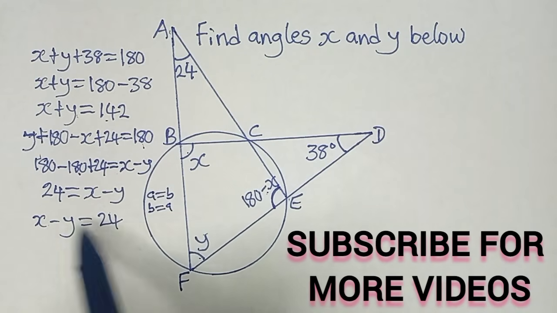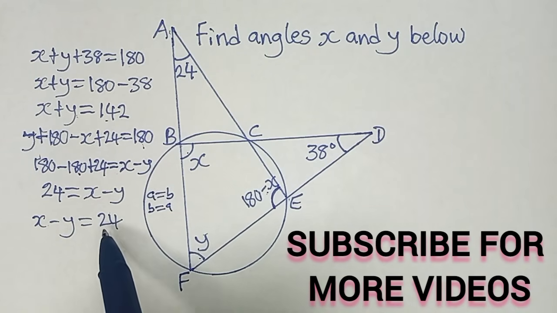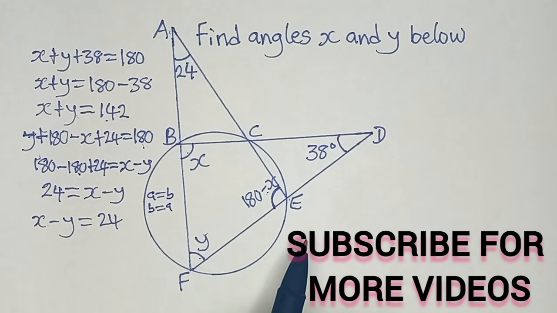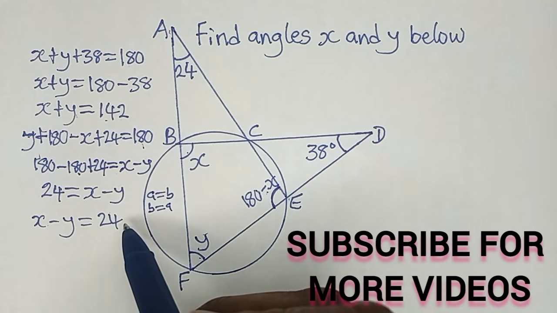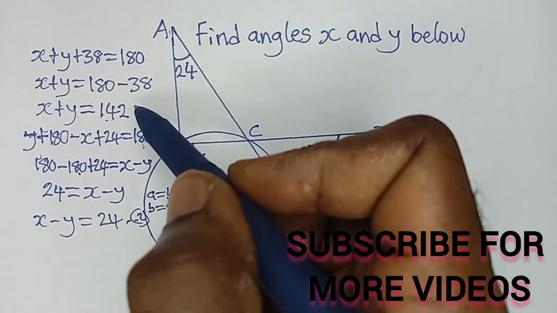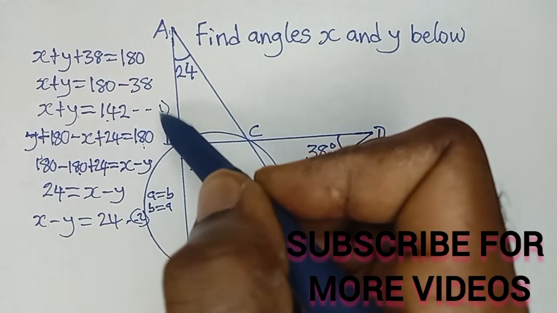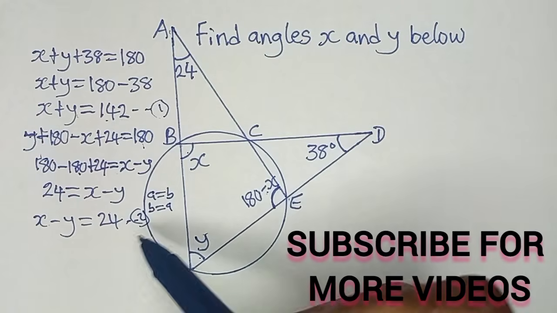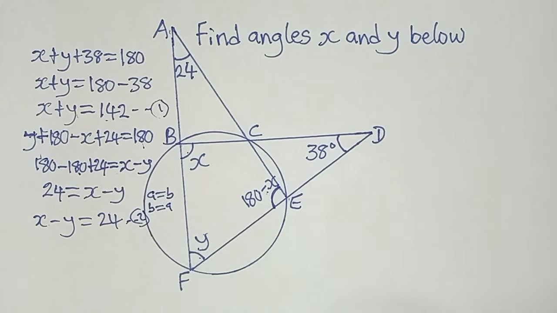So that is simply what I just did here. Rewriting it is what I have done. Now I can call this equation 2, and the first one we obtained there, I can call equation 1. So this is equation 1 and this is equation 2. I want to solve equation 1 and equation 2 simultaneously.